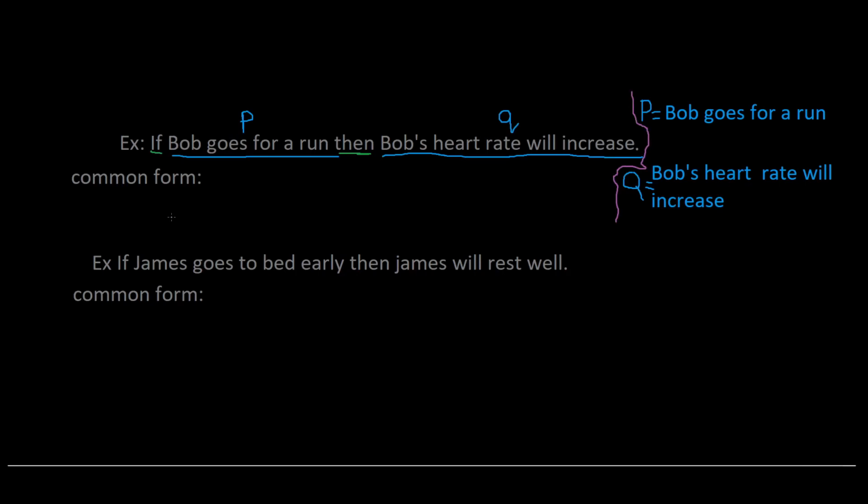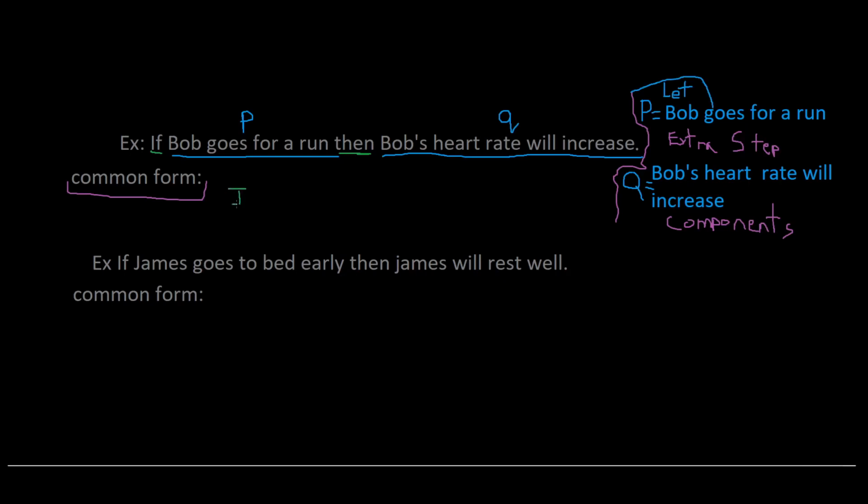What's the next thing we need to do? Remember I said we have to write it in our common form. We have our statements, two separate statements, two separate components that are given to a statement. So we want our components to be given to a certain statement. So my component P is given to the statement Bob goes for a run. My component Q is given to the statement Bob's heart rate will increase.